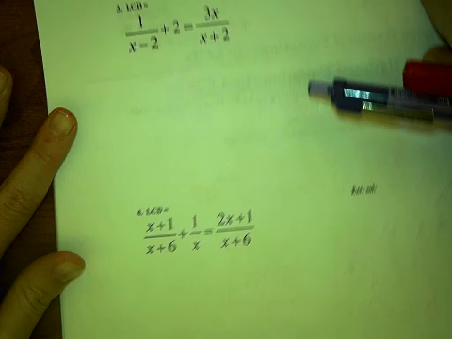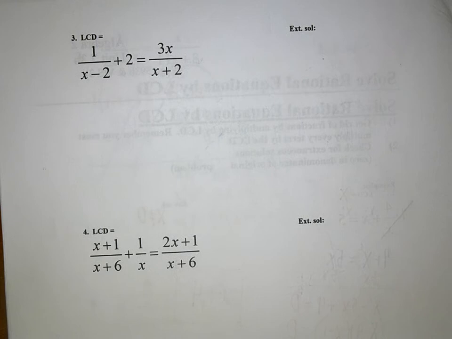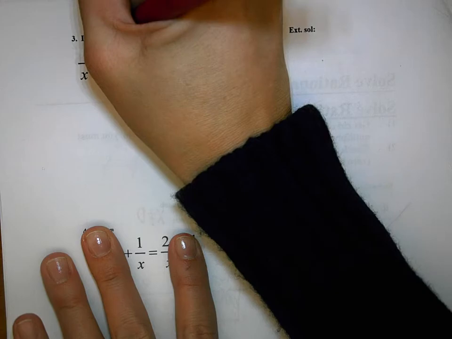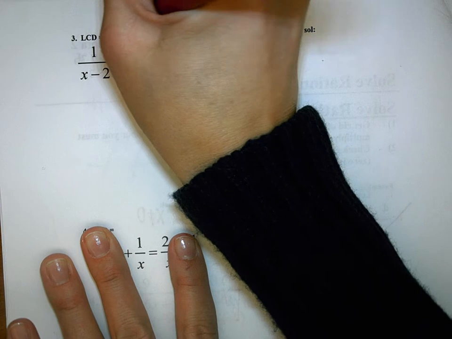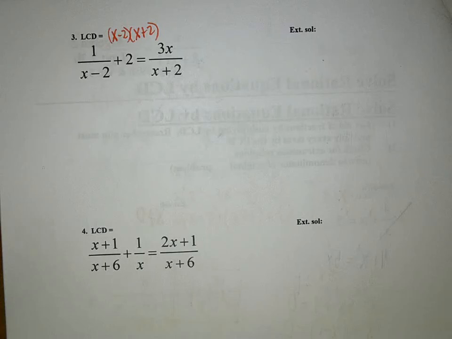All right, example 3. So, starting, what is my LCD going to be on this problem? Good. X minus 2, x plus 2. Because anytime you have a plus or a minus there, it's stuck together like glue and they're totally different, right?